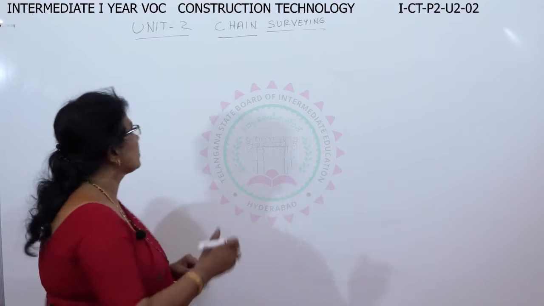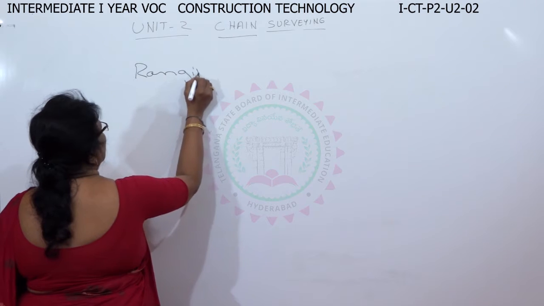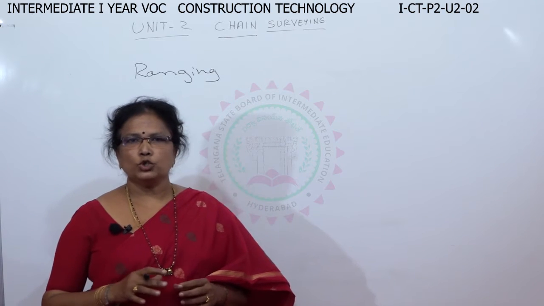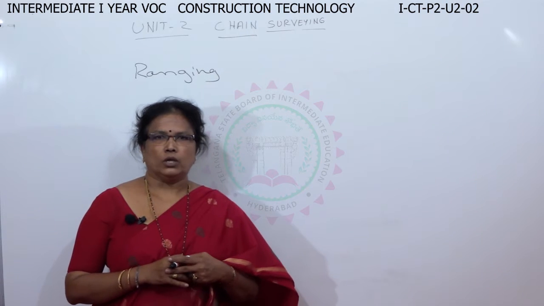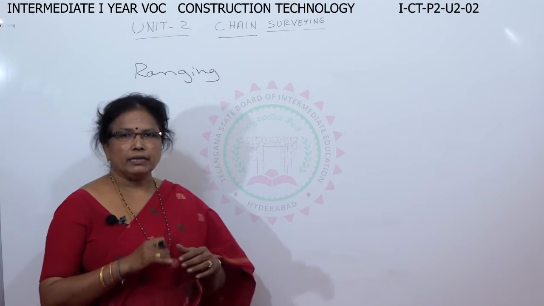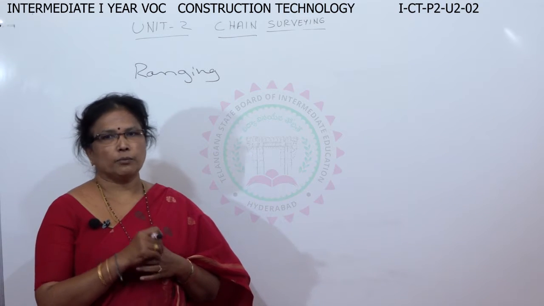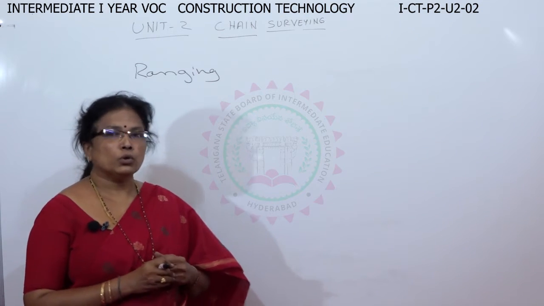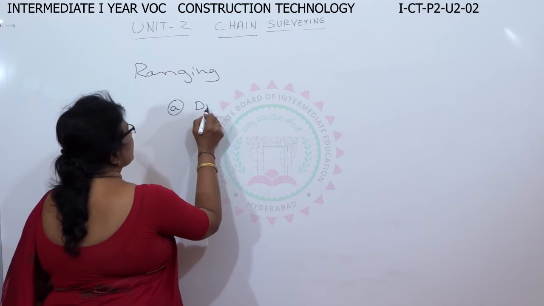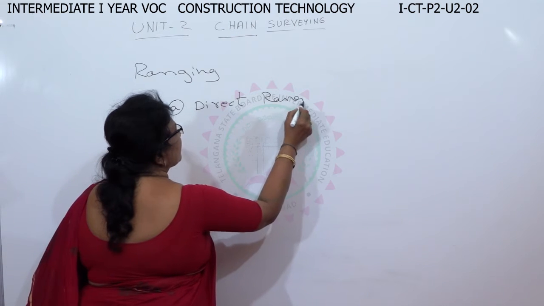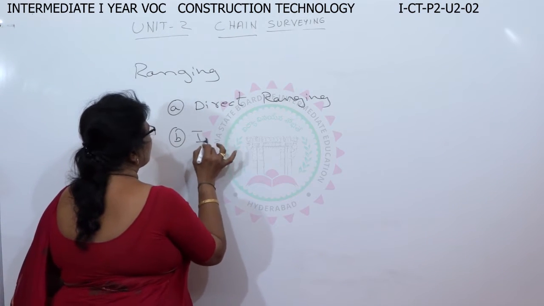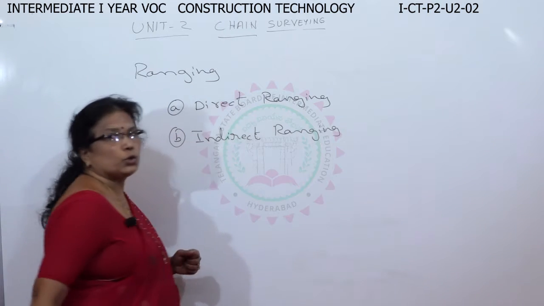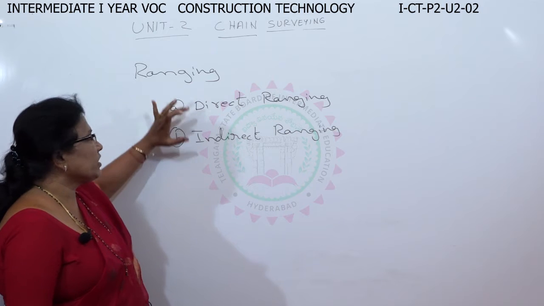So, what does ranging mean? Let's look at ranging. See, when you are measuring the distances, the line should be in a straight line. This is the main thing. So, to bring the lines in a straight line, the process is called ranging. Ranging is of two types: direct ranging and indirect ranging.